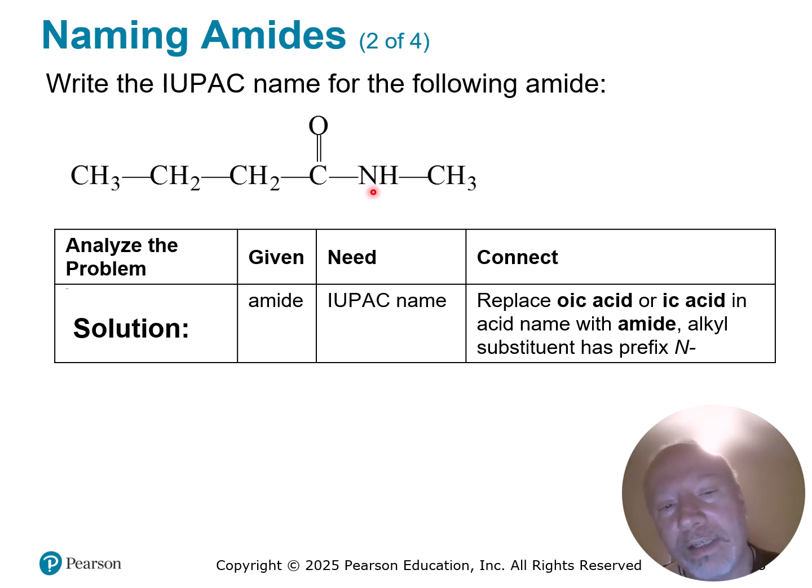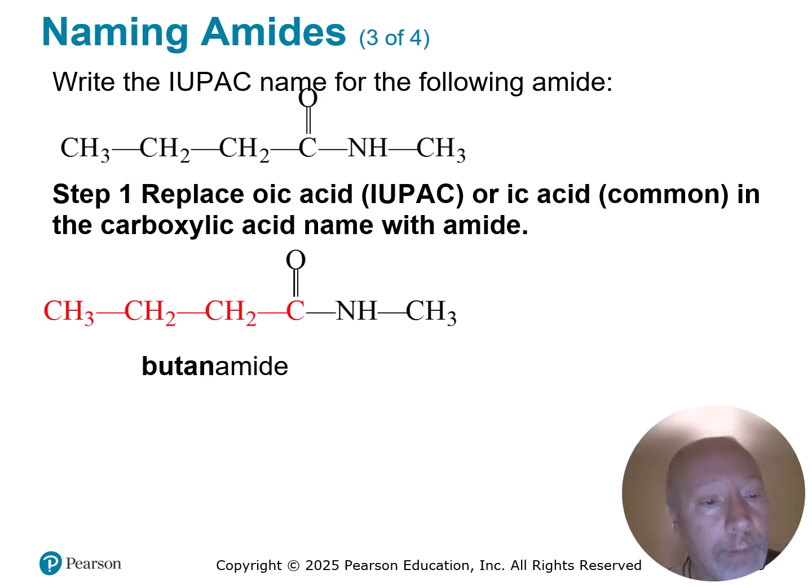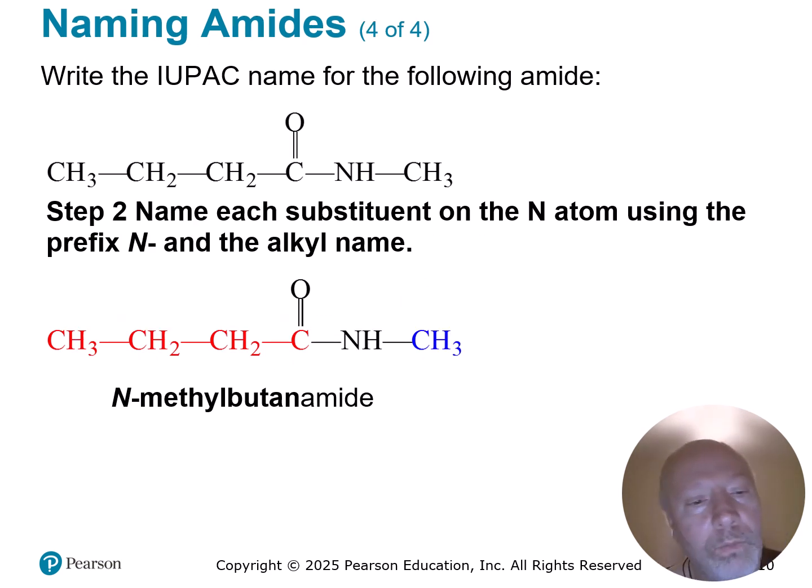But then we have to look at this and say, well, this is going to be N-methyl. So we're going to have N-methylbutanamide. And let's see, we're right. We get butanamide as the parent, and then we add the N-methyl to the front of that, N-methylbutanamide. So not a surprise. Hopefully that makes sense. Review the rules if it doesn't.